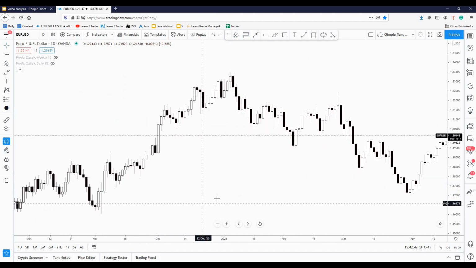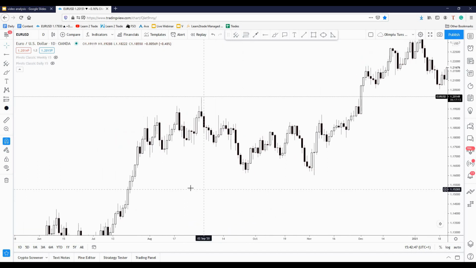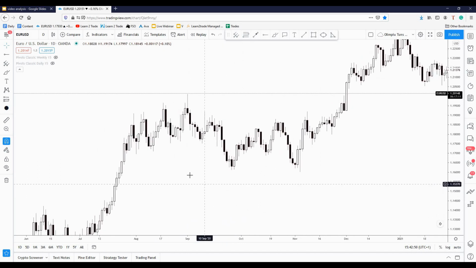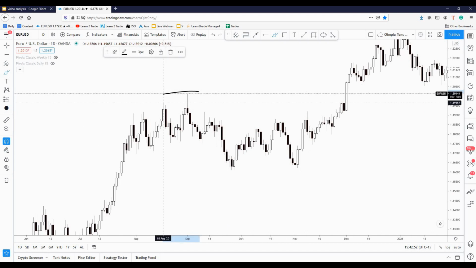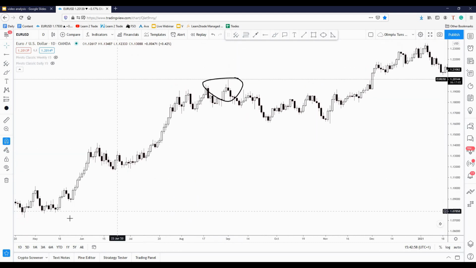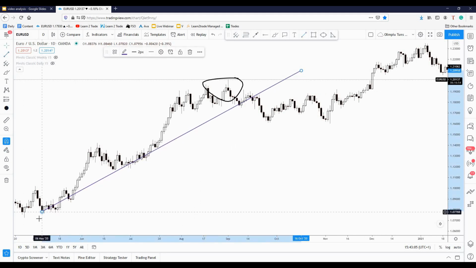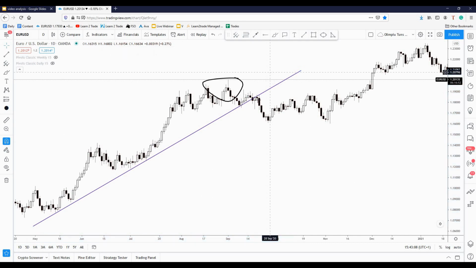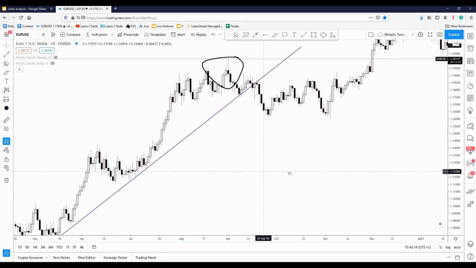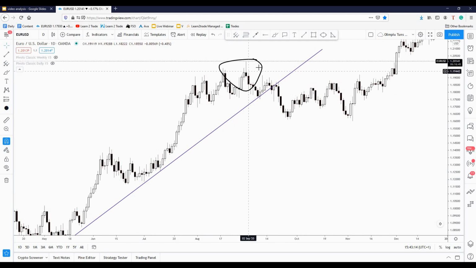Okay, let's move forward and let's identify other pin bars. Let's talk about this one here. So we had an important growth, an uptrend, an upside movement here. As I told you earlier, you can identify a bearish pin bar after an uptrend, and here we have one.